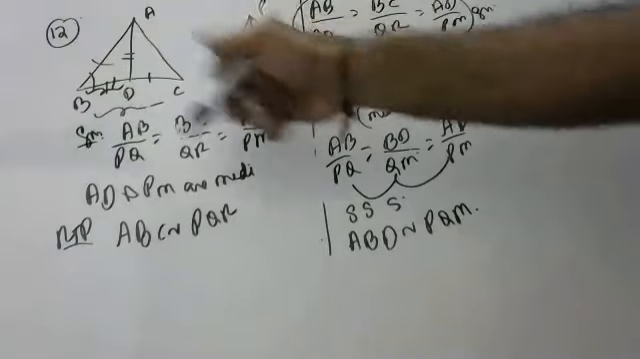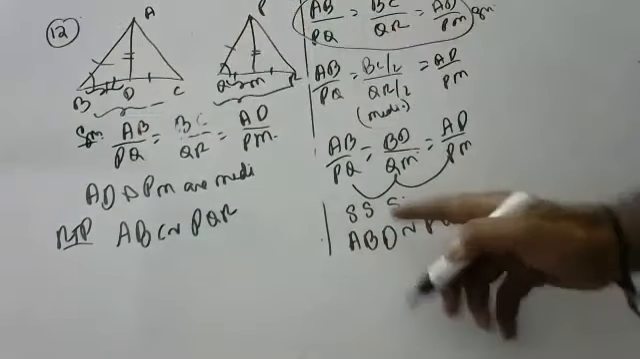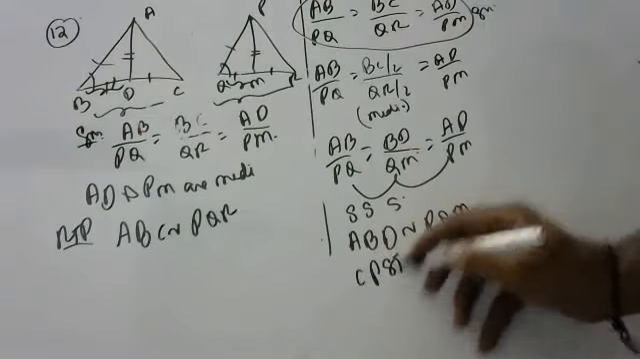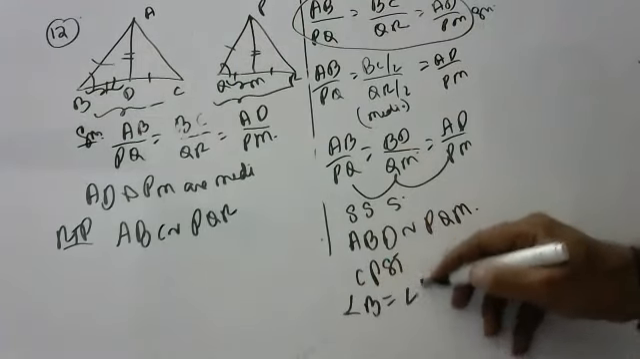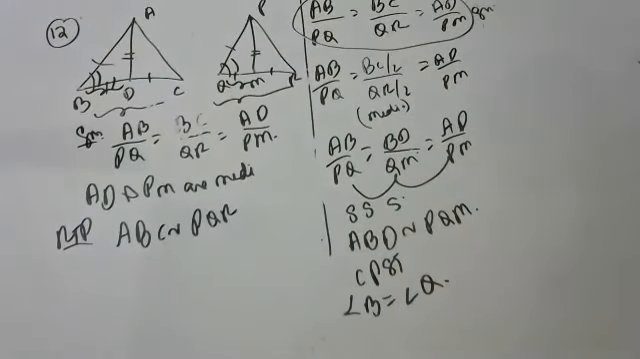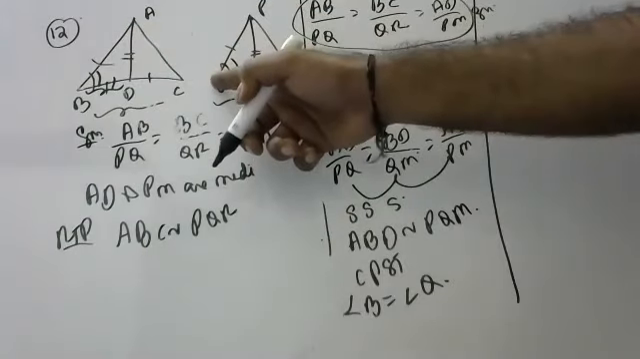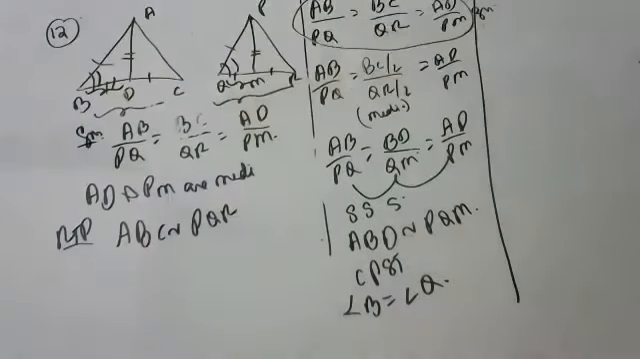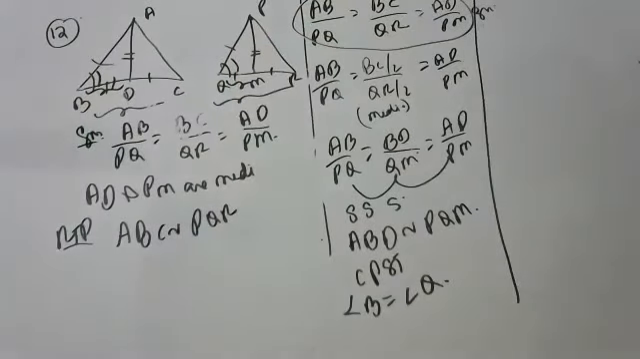By SS, these small triangles are similar. By CPCT, I will write angle B is equal to angle Q. Why, children? When these two triangles are similar, all sides and all angles are equal. So when these two triangles are similar, all sides and all angles are equal.